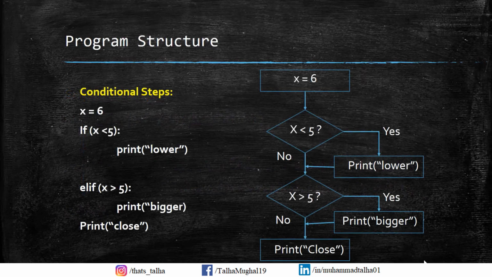Conditional steps mainly depend upon the condition that we define in them. For example, we have assigned a value of 6 in variable x. Now, if x is less than 5, then it will print out lower. But if x is greater than 5, it will skip the lower part and print out bigger. And after that, it will follow a sequential step and print out close. In our case, x is greater than 5 because we assigned the value of x as 6. So it will print out bigger, and after that, it will print out close.